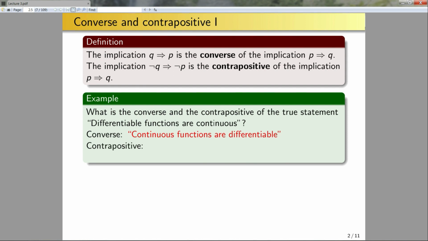Okay, so contrapositive. What would the contrapositive of the statement differentiable functions are continuous be? Well, I want not Q implies not P. So if a function is not continuous, then it is not differentiable. So explicitly, we get this statement here. So in this case, it turns out that this statement is true for the particular statement that we had here. And in general, the contrapositive is always true, while the converse of an implication may or may not be true.